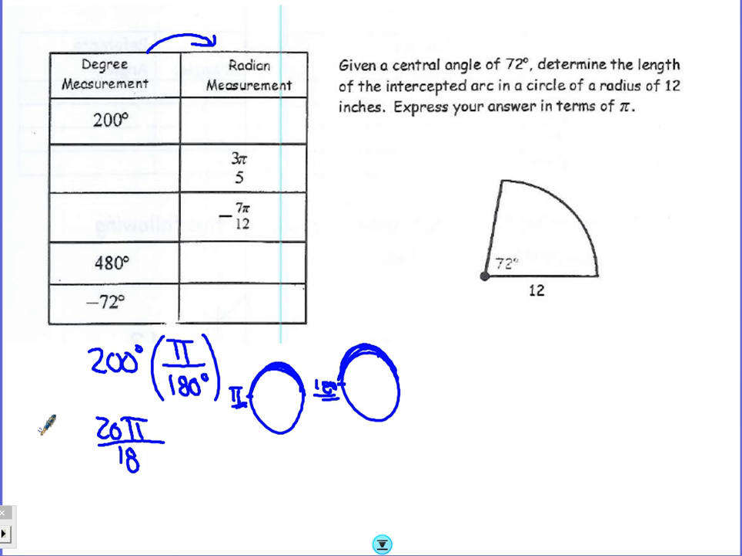3, 4, 5, 6, 7. It looks like 2 works. Okay, so I divide out 2. I get 10 pi over 9. So that would be my final answer.